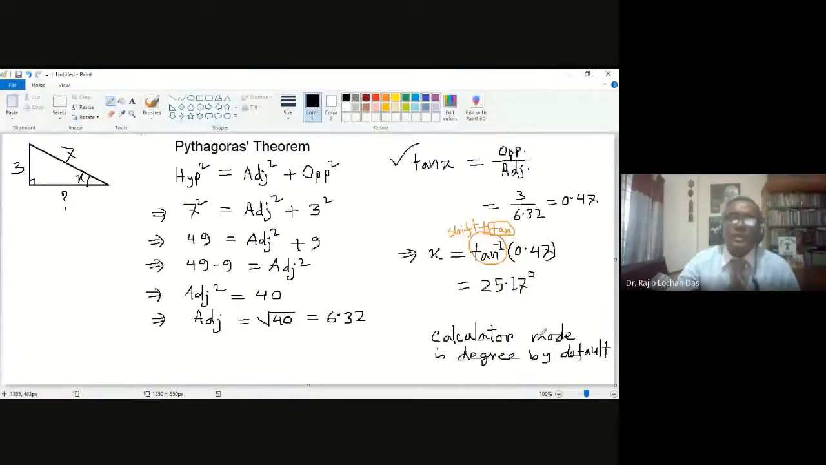Okay, let me tell you another thing. This is one type of calculation we have done. Now from the same figure, same values, I am just writing sin x now. So what do you have as sin x from the same figure?